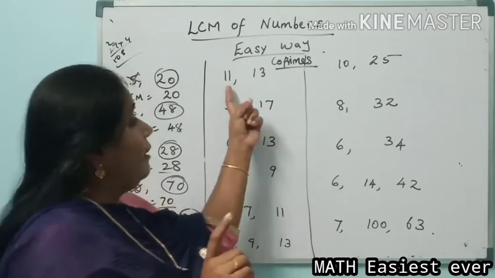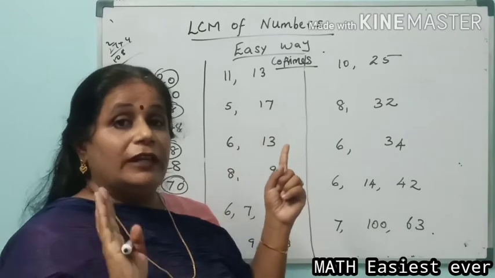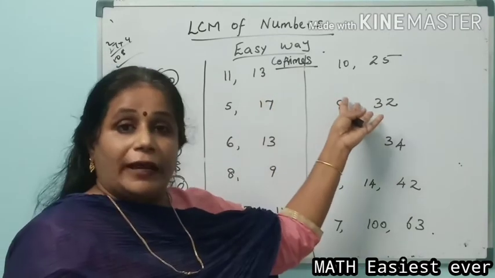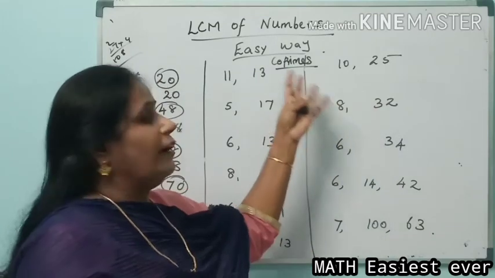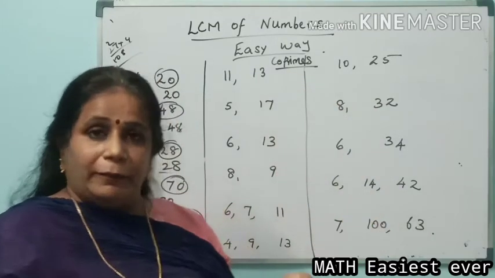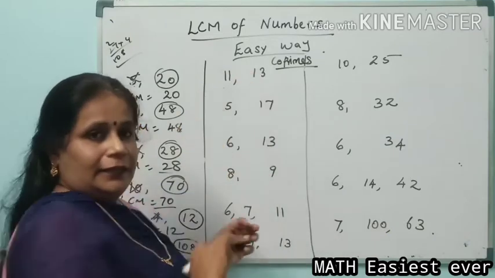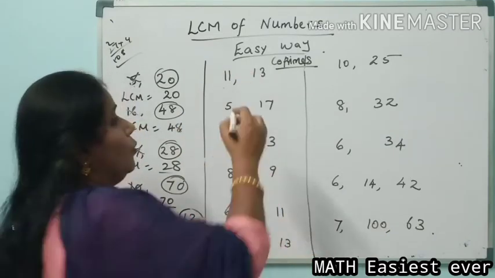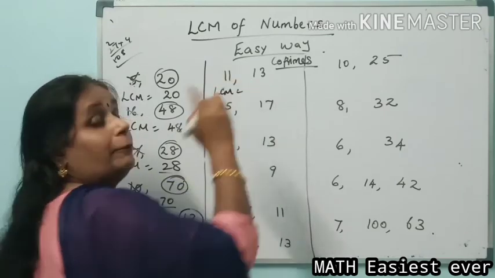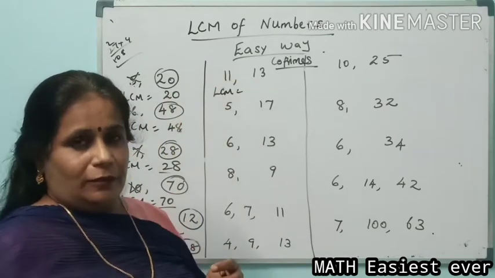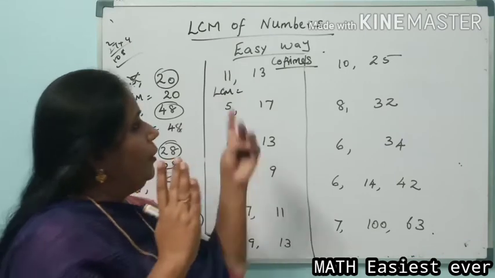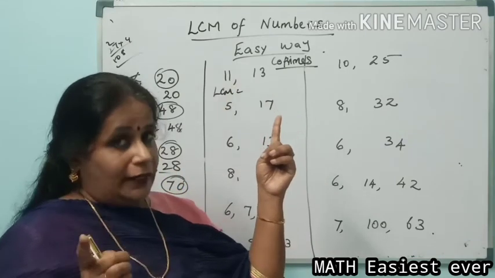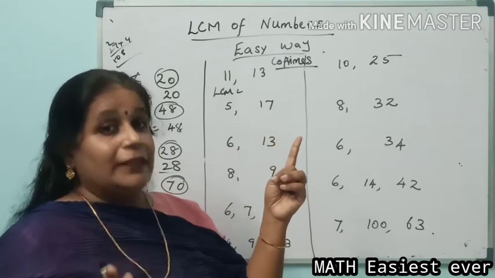Okay, take 11 and 13. They have a common factor of only one. They don't have any other common factor. Such numbers are called coprimes. So we'll check how to find the LCM of these coprime numbers. 11 and 13 do not have any factor other than 1, so their LCM will be the product of the numbers. Have a clear idea: when two numbers do not have any common factor other than 1, their LCM will be the product.